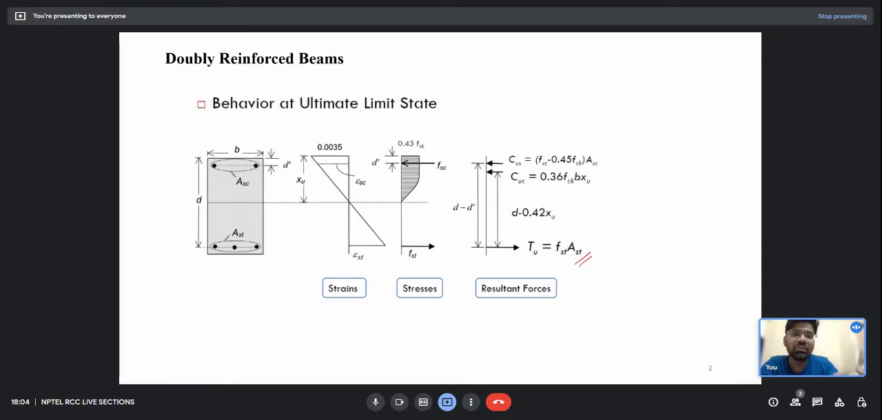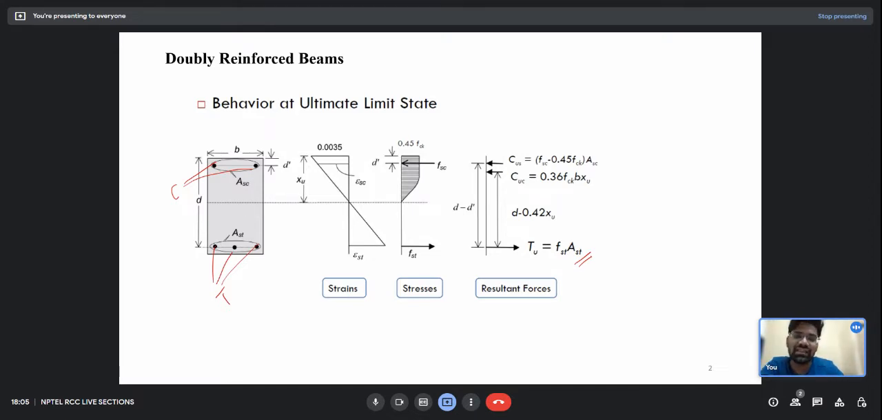Now in a doubly reinforced beam, what's the difference? Firstly, let me tell you why we go for a doubly reinforced beam. That is, we have steel on both the tension as well as the compression side, as you can see here. These are the tensile steel and this is the compression steel. So why do we go for providing steel on both sides of this concrete?